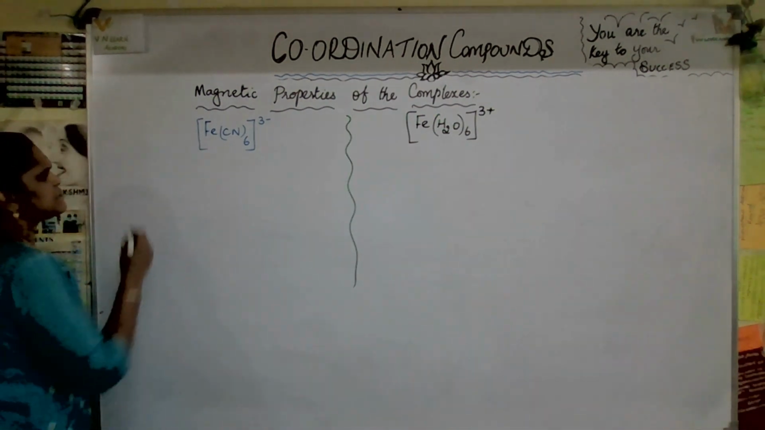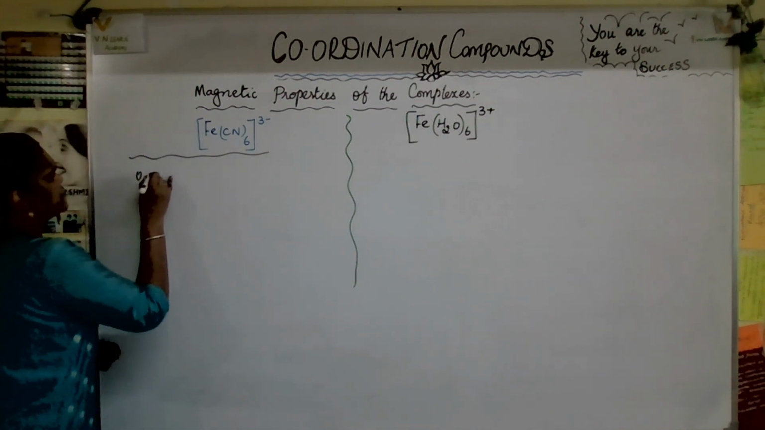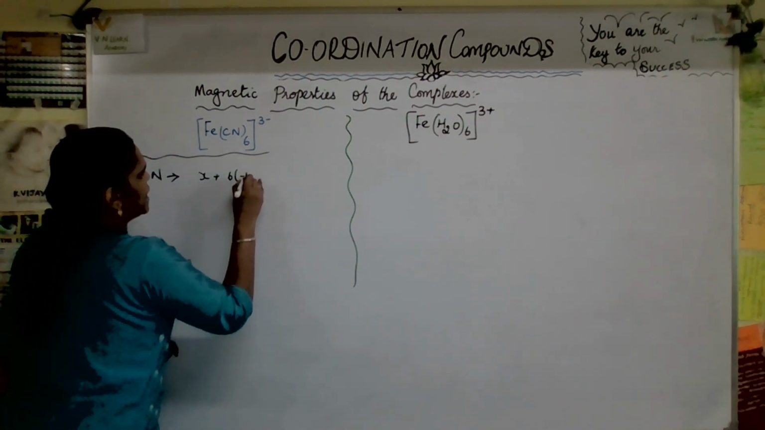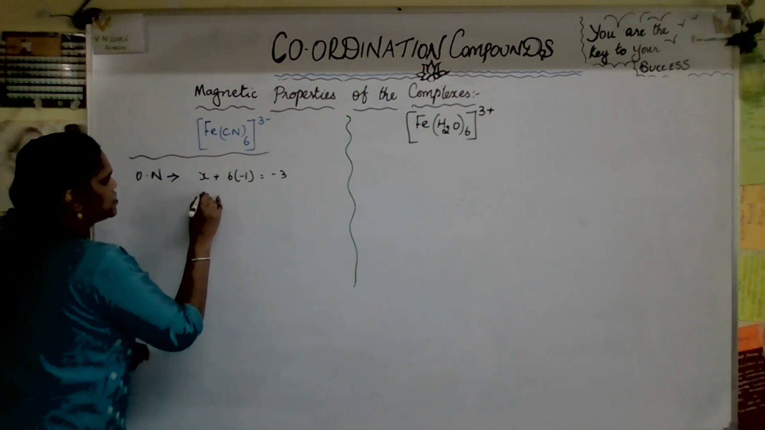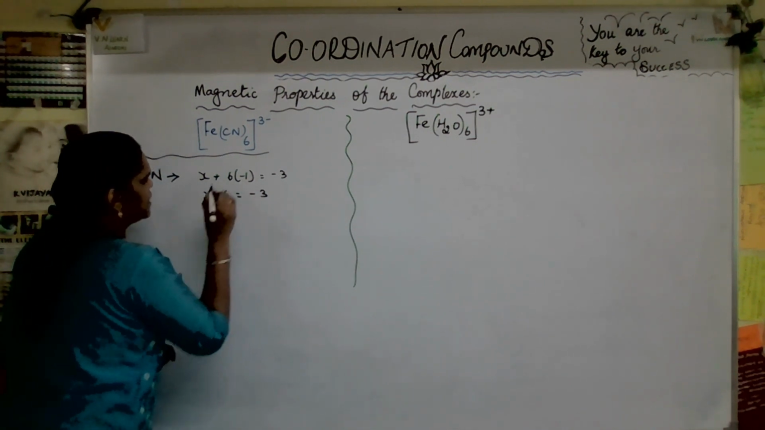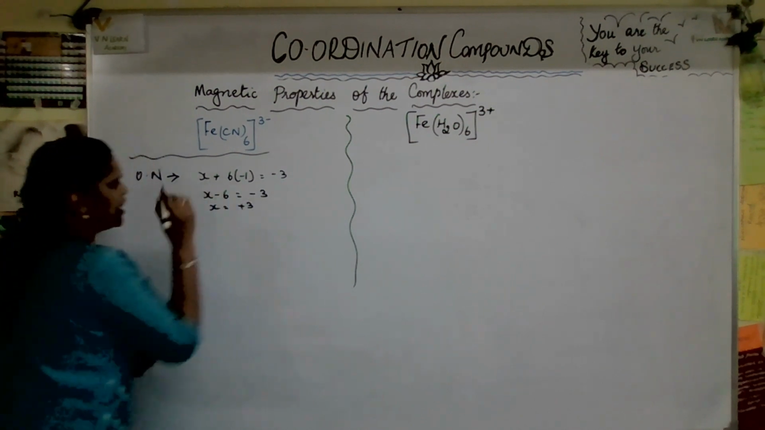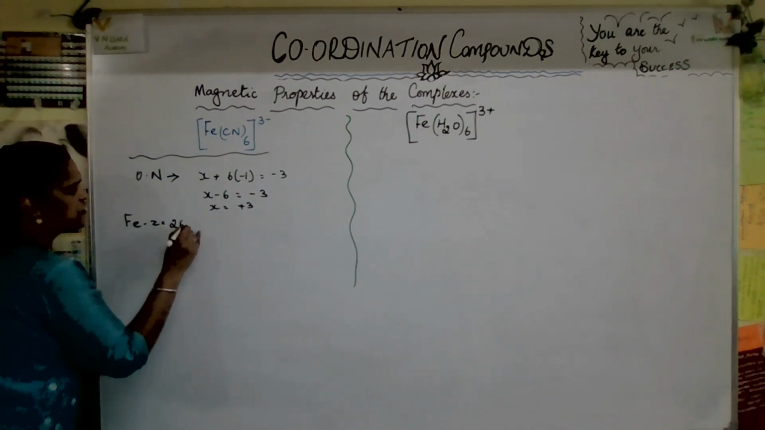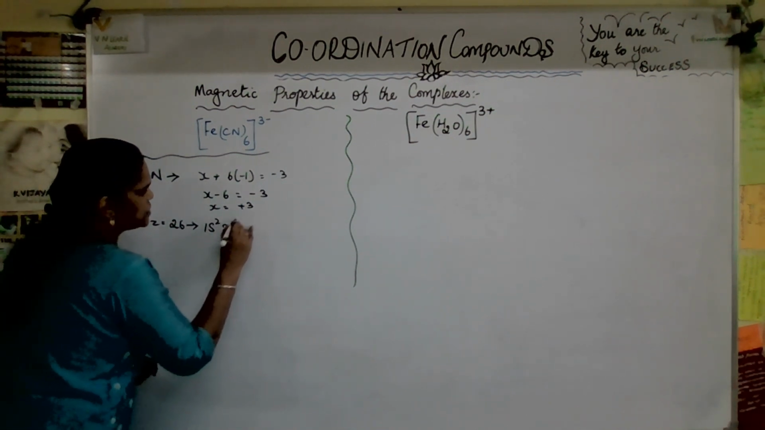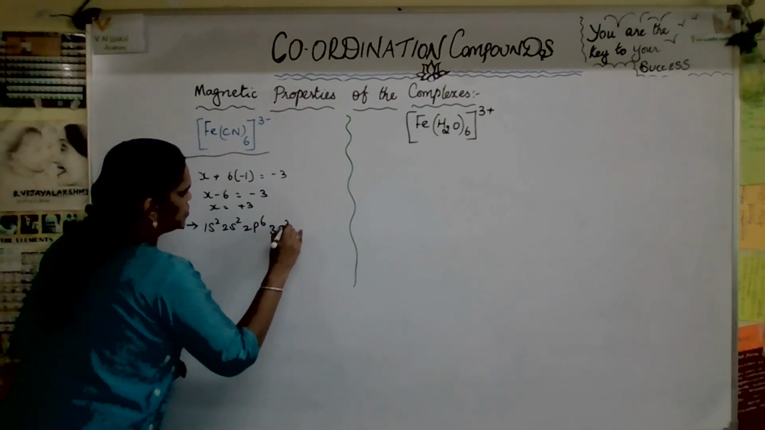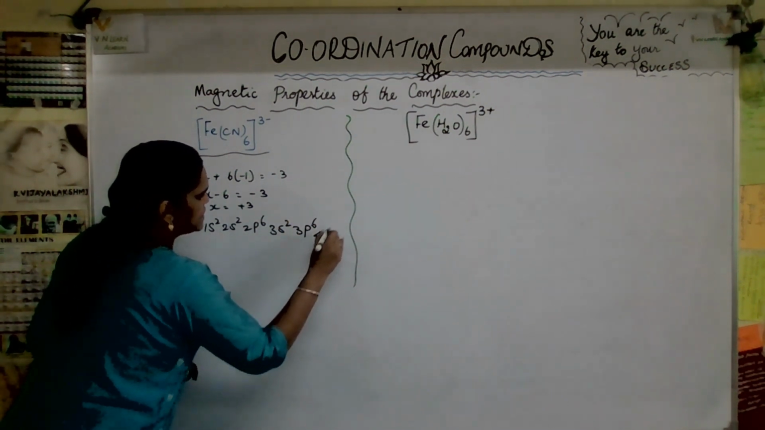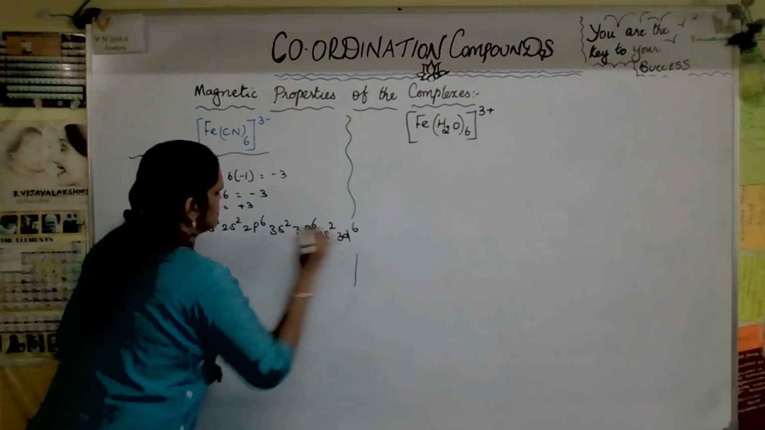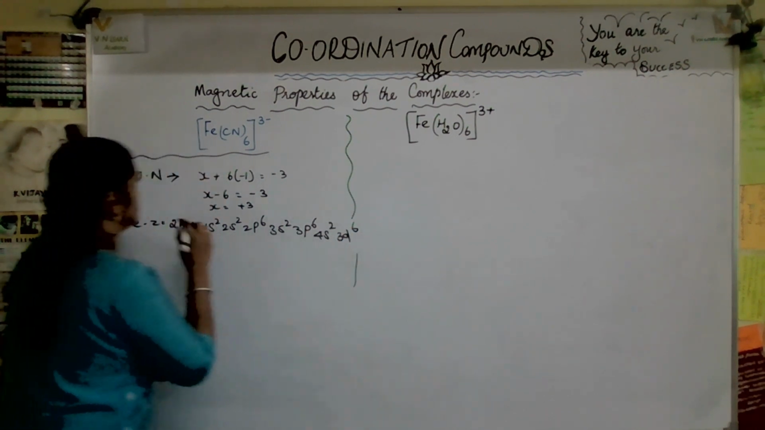Okay, now the first one. So, oxidation number of central metal ion: x + 6 × (-1) = -3. So x - 6 = -3, so x = +3. Now, electronic configuration of Fe, Z is equal to 26. So how to write it? 1s2, 2s2, 2p6, 3s2, 3p6, 4s2, 3d6. 10, 10, 6, 26, right?